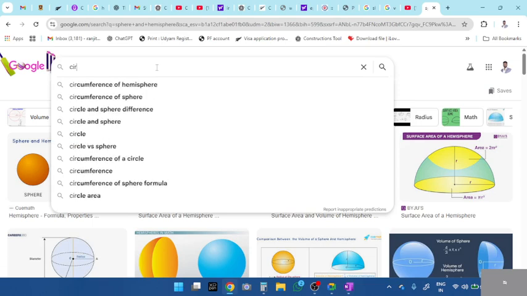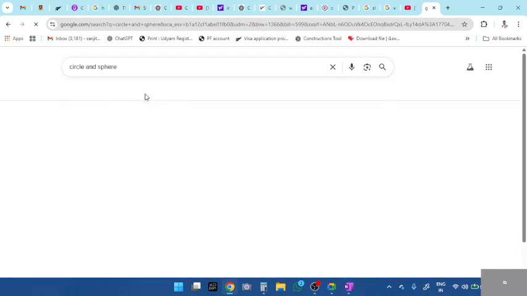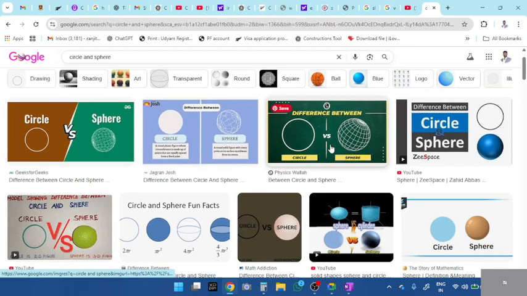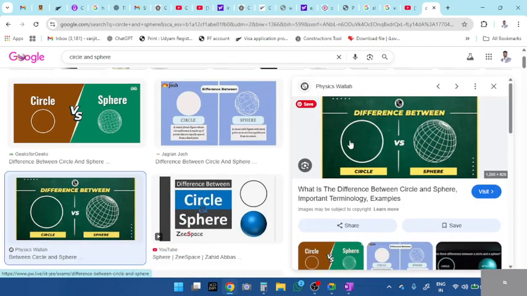Only if you understand the diagram, you'll be able to solve, student. Circle versus sphere. Yes, can you see this difference, Tanishka? Circle versus sphere. Yeah, a circle will be round like this. It will not be bulged. Example, globe. Globe is a sphere. Ball is a sphere.